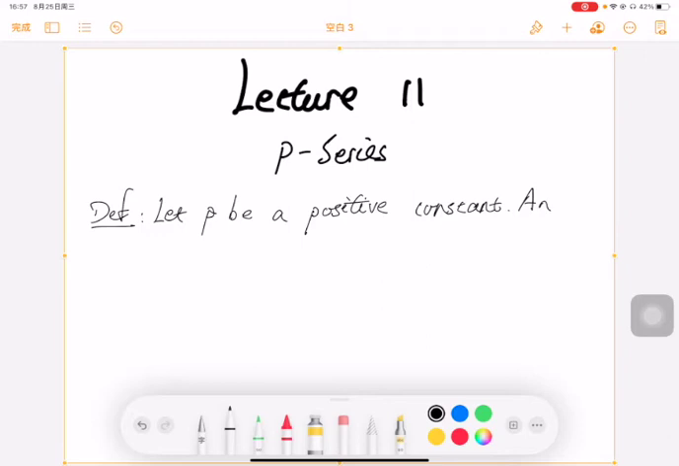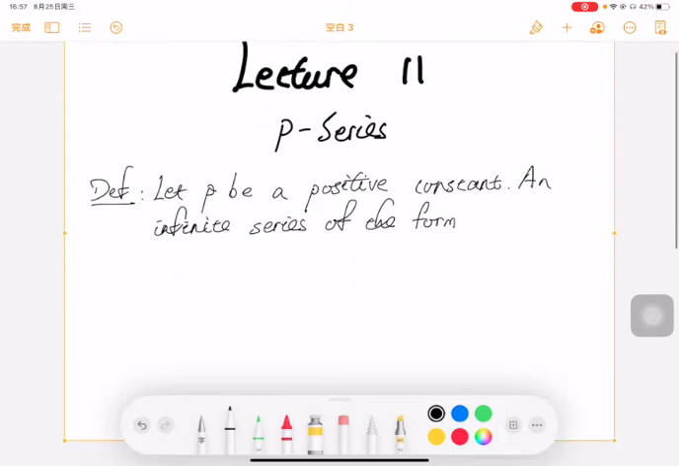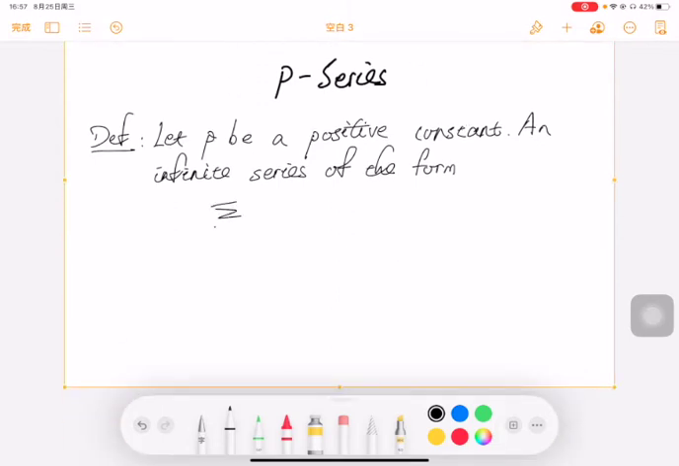And an infinite series of the form sum from n equals 1 to infinity of 1 over n to the p, which, if you write out the entire sum, is 1 over 1 to the p plus 1 over 2 to the p plus 1 over 3 to the p, and so forth. This is called a P-series.